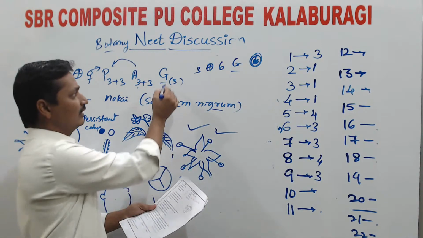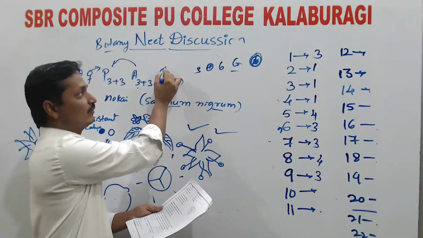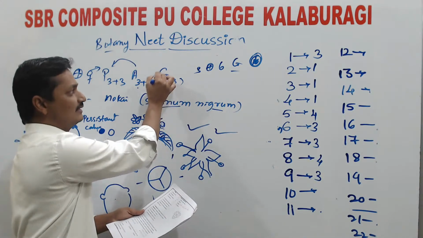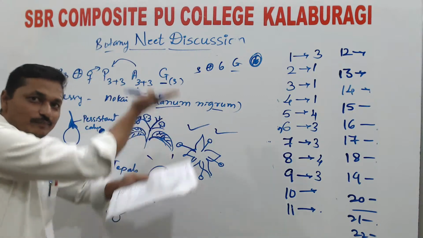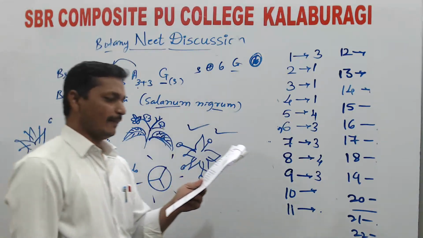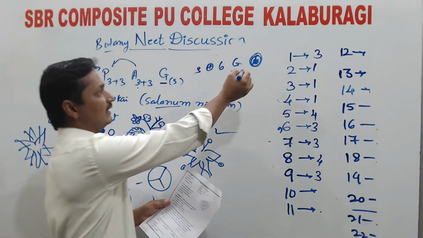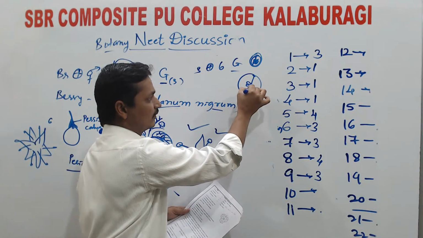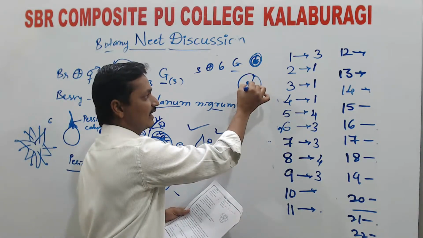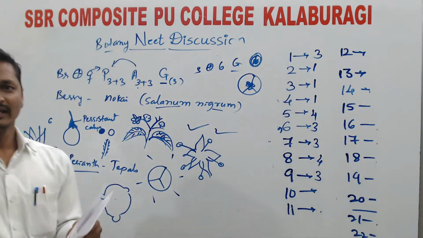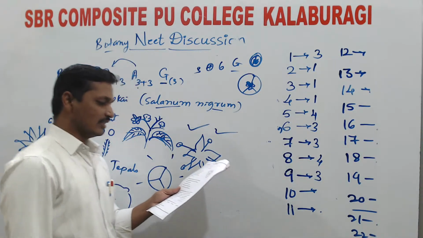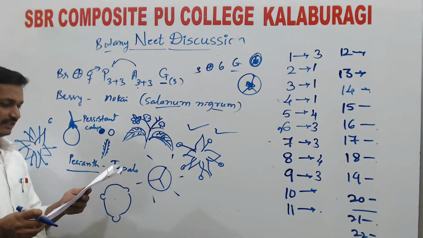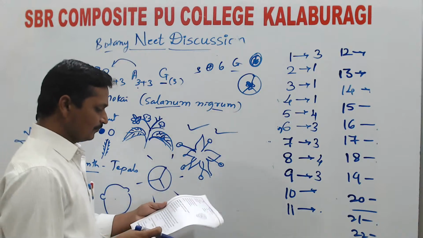Then superior ovary: the gynoecium is with the superior ovary. This line indicates all other parts of the flower, and G is for gynoecium. The gynoecium is at a superior position, so that is a superior ovary. And axile placentation: we are seeing this here, where the ovules are attached to the axial region of the ovary. So the third option is correct. The fourth option is missing here; that is not shown here.